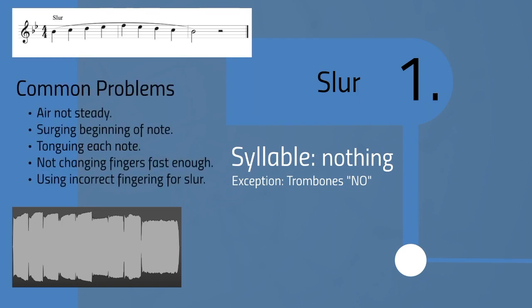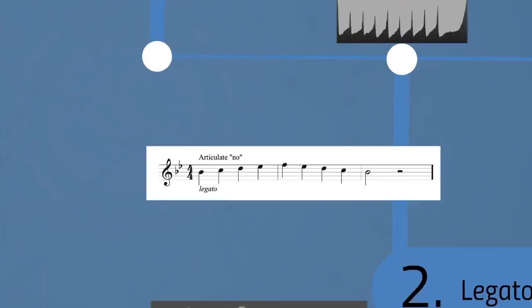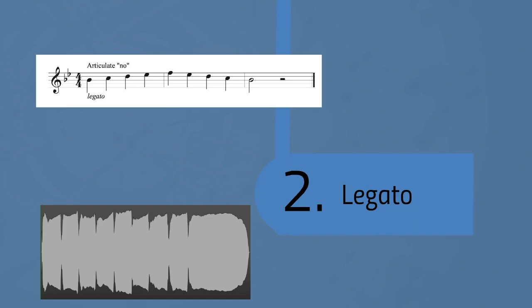Some common problems I found are kids don't have steady air or they're surging the beginning of notes. They're tonguing each note, not changing fingers or slides fast enough for slurs, or they're using incorrect fingerings for slurs. Clarinets and alto saxophones sometimes use alternate fingerings so they can slur well. If you play with steady air and do those things, you should see the sound wave look kind of like mine right there.